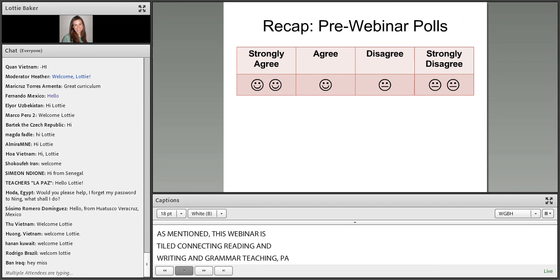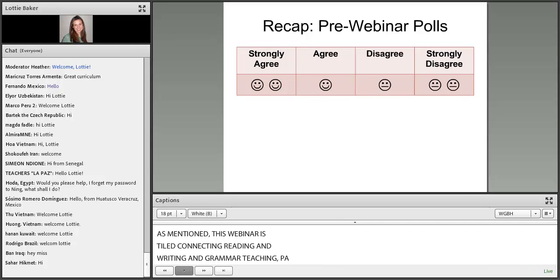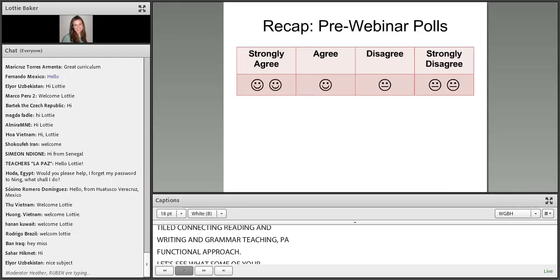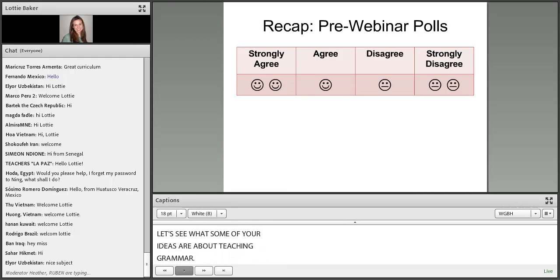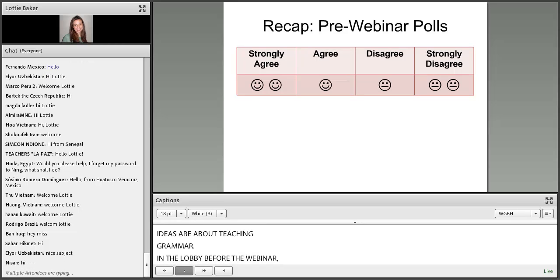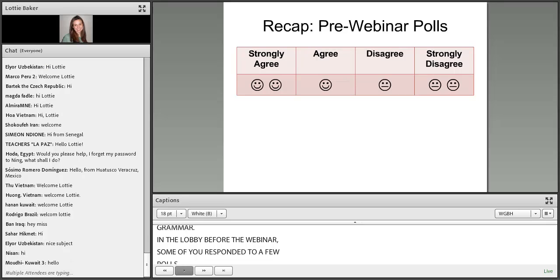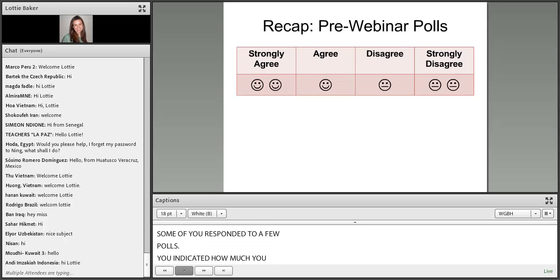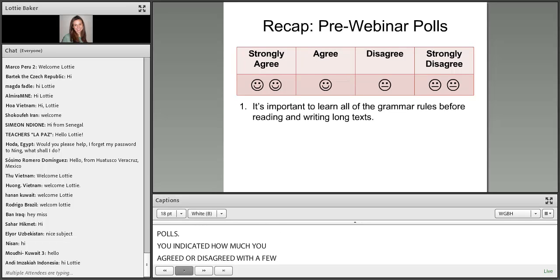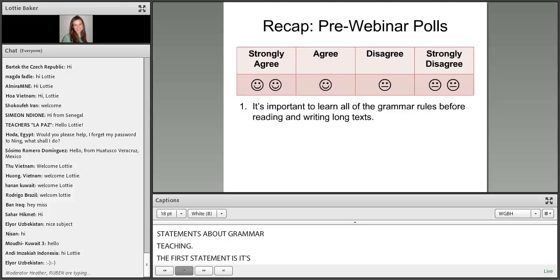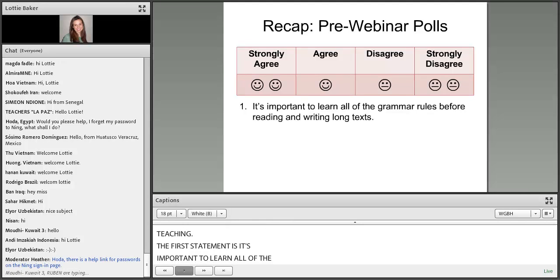Let's see what some of your ideas are about teaching grammar. In the lobby before the webinar, some of you responded to a few polls. You indicated how much you agreed or disagreed with a few statements about grammar teaching. The first statement was, it's important to learn all of the grammar rules before reading and writing long text. It looks like the results are mixed. About half of you agreed with this statement and half of you disagreed.